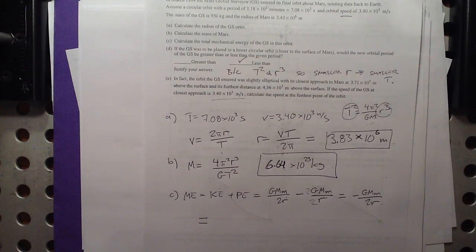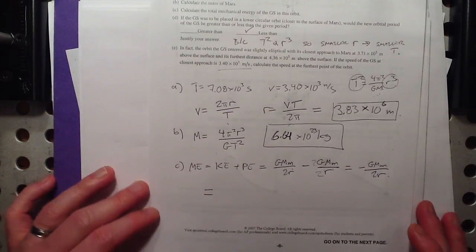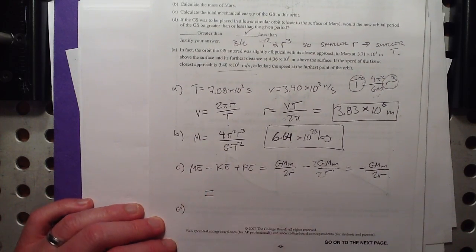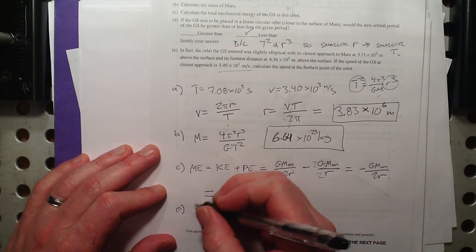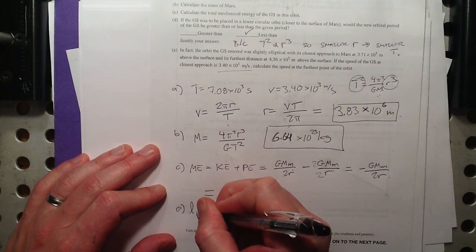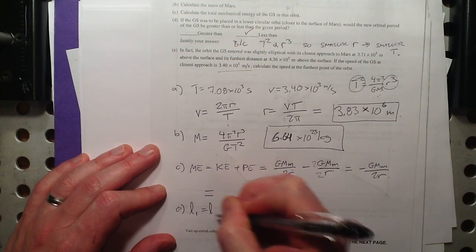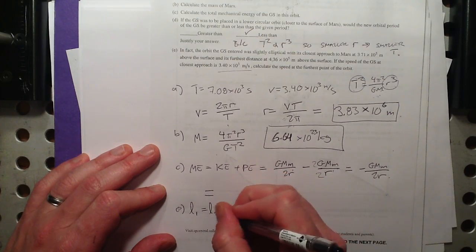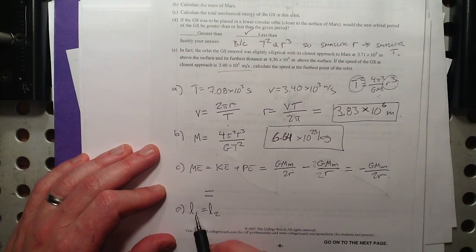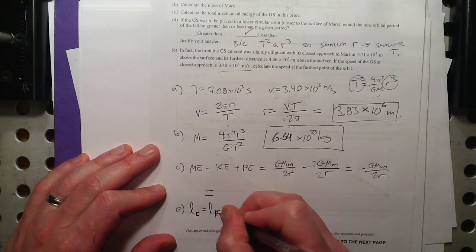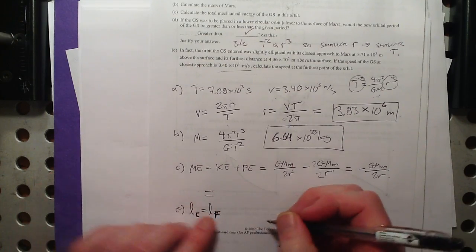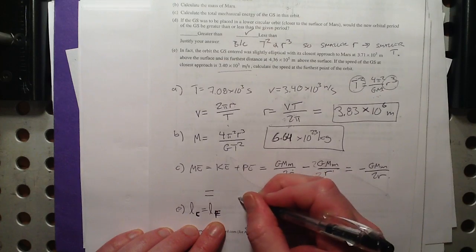So let's see. The concept we want to use, we saw this in a multiple choice question fairly recently. We want to use conservation of angular momentum, where we treat the global surveyor like a particle. So L1 equals L2, however you want to label these. Maybe this could be the closest, and this could be the furthest, right? So that will give me the equation.